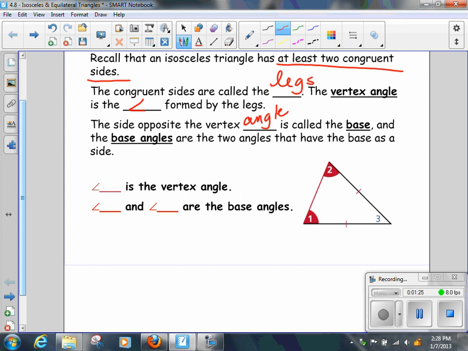Now, this picture right here, look at that. Which angle is the vertex angle? Is that triangle sitting the way I like to see it? No. I want that thing sitting up. If I were to turn it, I want it sitting like this right here. That's the way I want that triangle. So it would be 3 up here, 1 here, and 2 here. So angle 3 is the vertex angle. You're absolutely correct. Which two angles are the base angles? 1 and 2. Y'all cool with that?